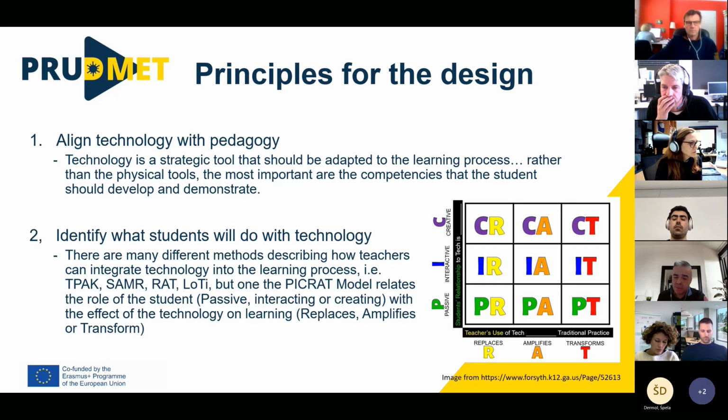For the design, there are two important principles. The first is that technology is a strategic tool, an important tool, but it's not the main thing. The most important are the learning objectives, and we need to highlight this before designing. The second principle is to identify what the students will do with the technology, because the student can be passive and only see how we use the technology, or they can interact with or create technology. It's important to identify at what level we need to develop the different competencies of the student.